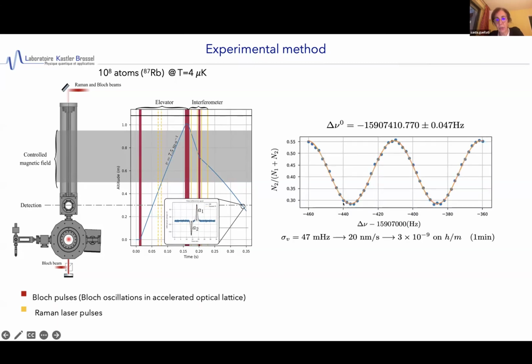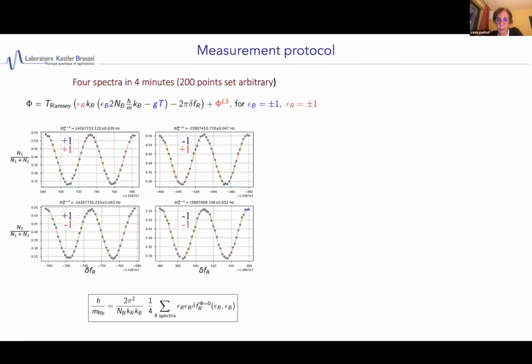Here I show you typical atomic fringes, and we are able to determine the central fringe with an uncertainty of about 50 millihertz. This corresponds to a sensitivity to the recoil velocity of about 20 nanometers per second, which corresponds to an uncertainty on h over m of 3×10^-9 in 1 minute integration time.